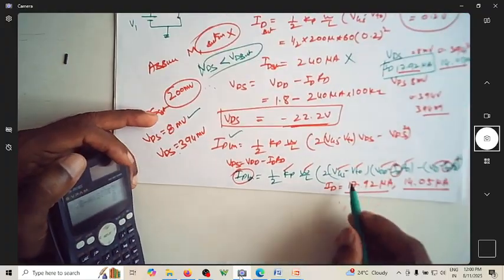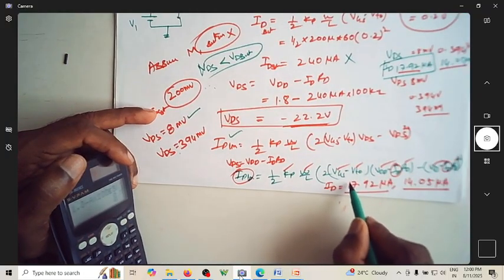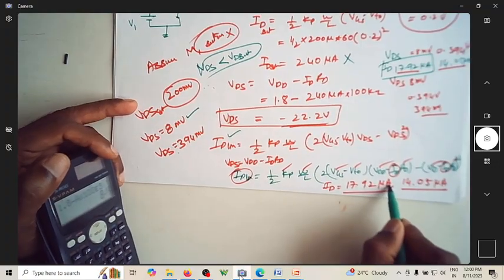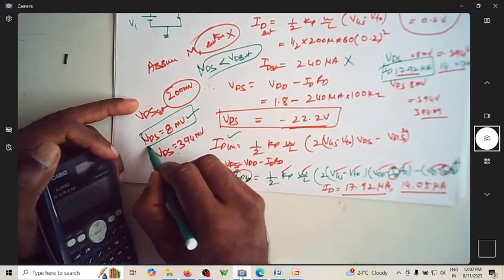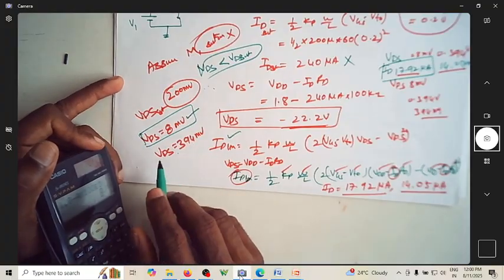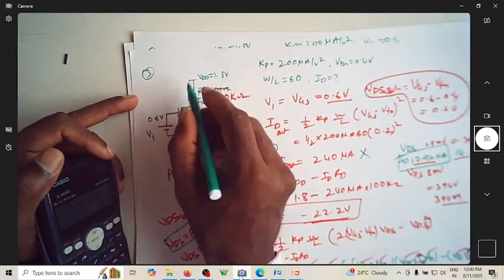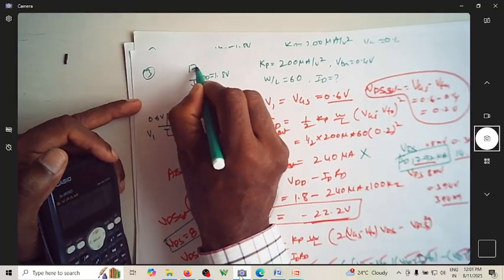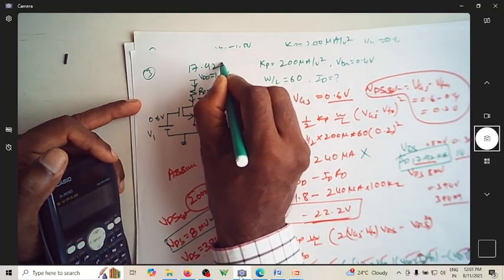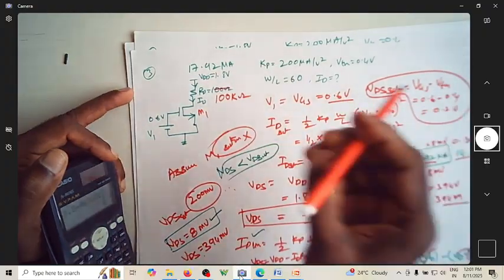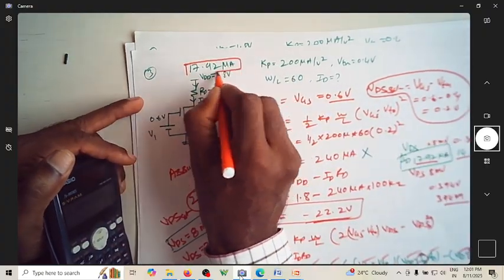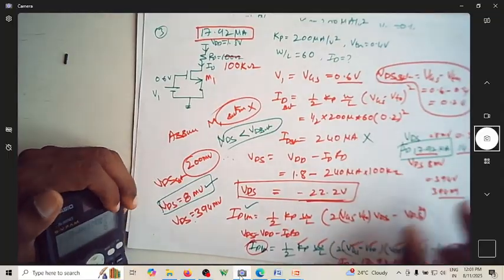So with a current of ID equal to 17.92 microampere, I'm getting a VDS of 8 millivolt. So naturally, the current flowing through this is 17.92 microampere. This is the current that is flowing. Hope you got it. Let me again repeat.